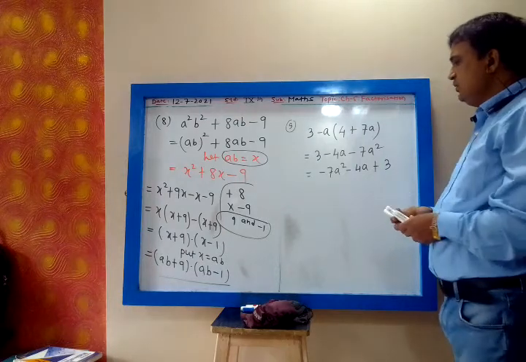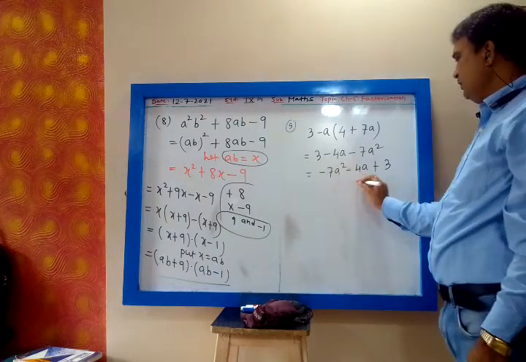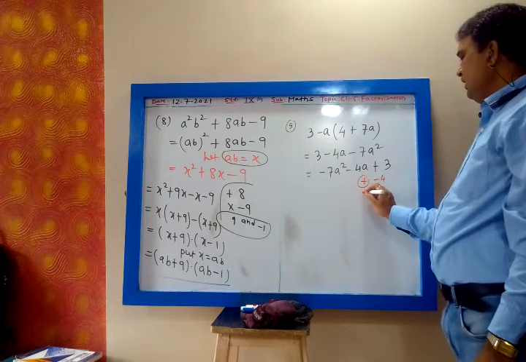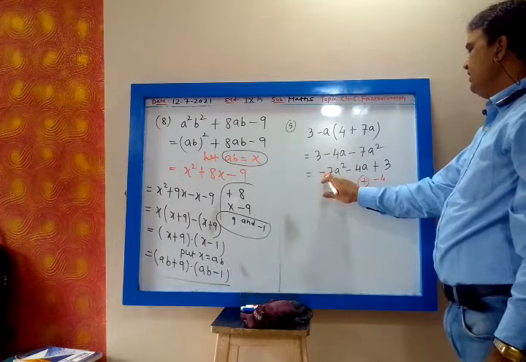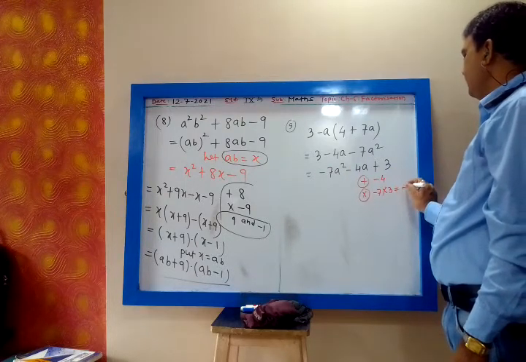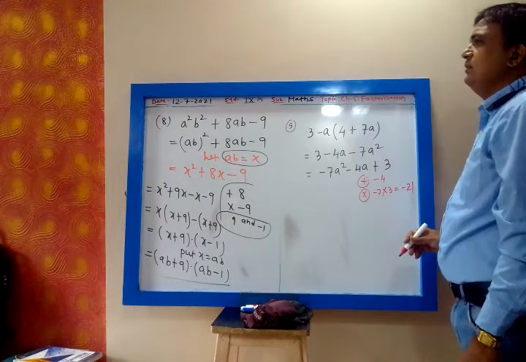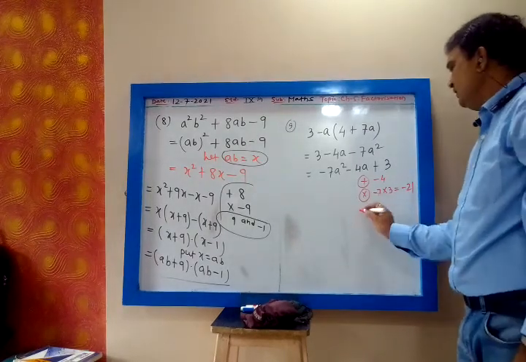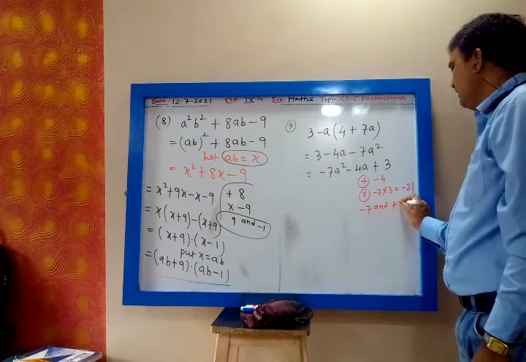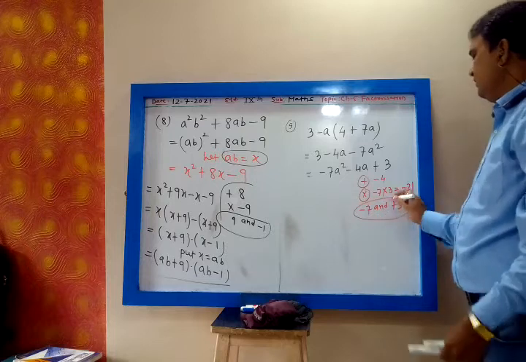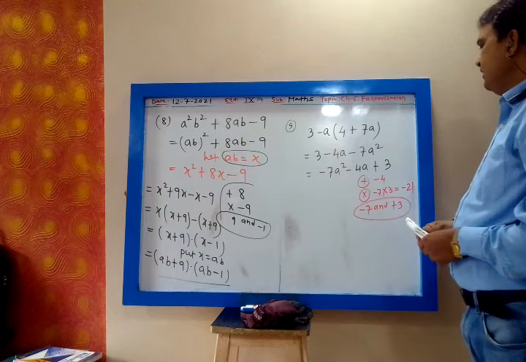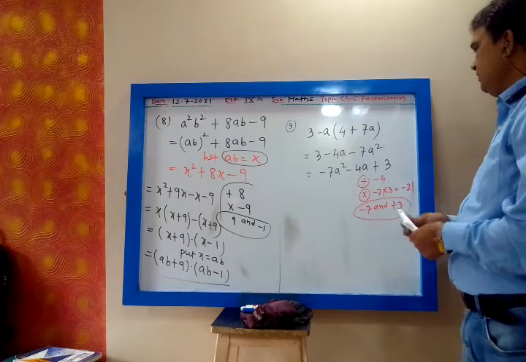Now the coefficient is not 1. So find two numbers whose sum is minus 4 and product is minus 7 into 3, that is minus 21. So what are two numbers whose sum is minus 4, product is minus 21? Numbers are minus 7 and plus 3. When you add, you get minus 4. When you multiply, you get minus 21.